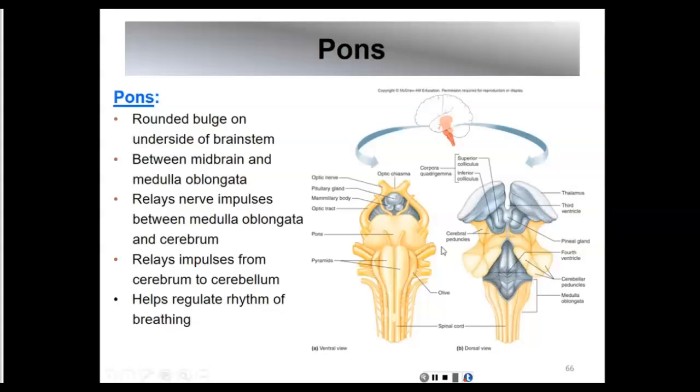The pons is the bump that sticks out. It's a rounded bulge, and it helps with sending signals from the medulla oblongata to the cerebrum, as well as from the cerebrum to the cerebellum. The key for function here is rhythm of breathing. That's the pons, is for breathing.